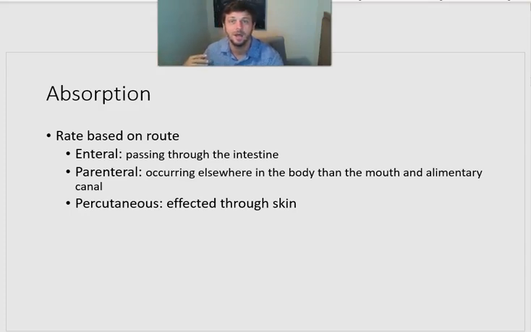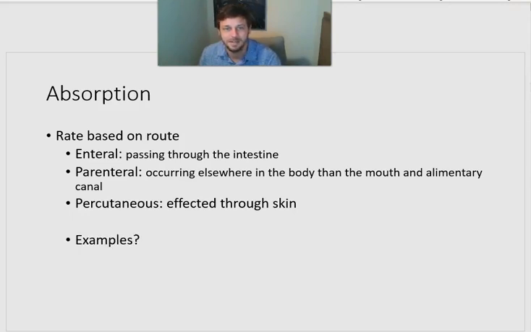The other is not doing it that way. So a lot of the other types of absorption are parenteral. So if you have to get an intramuscular shot or an IV or subcutaneous injection, these are all going to be parenteral, okay? If you get a suppository, that's going to be enteral because it goes into the rectum, right? Percutaneous is going to be through the skin, so a lot of your ointments, you can get steroids this way, going through the skin.